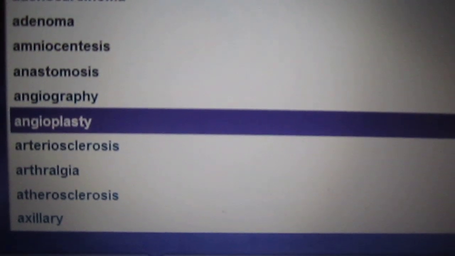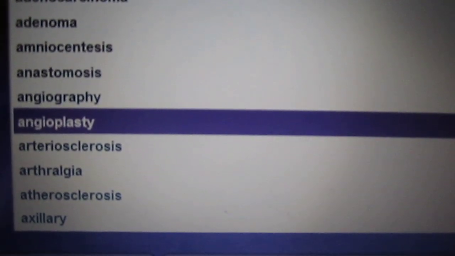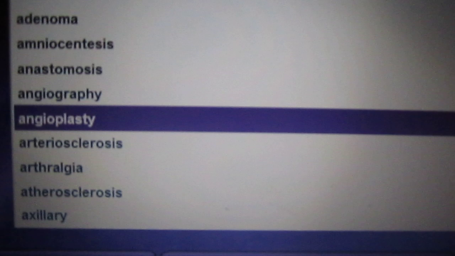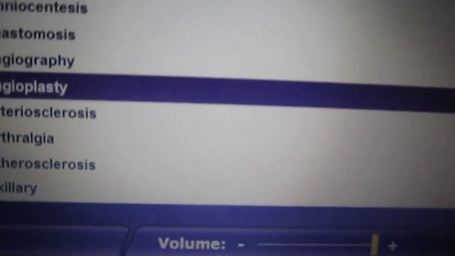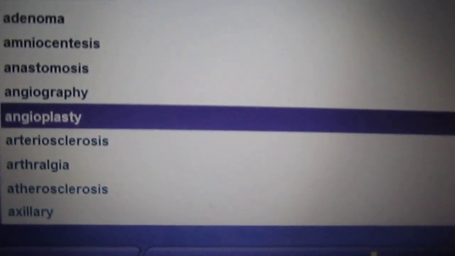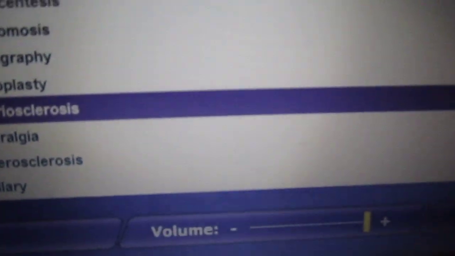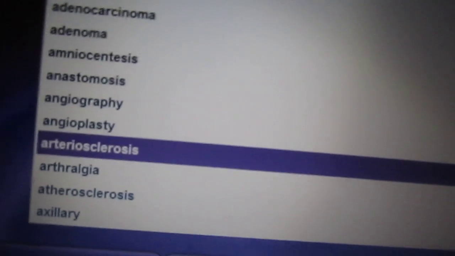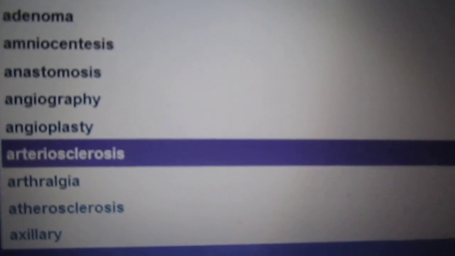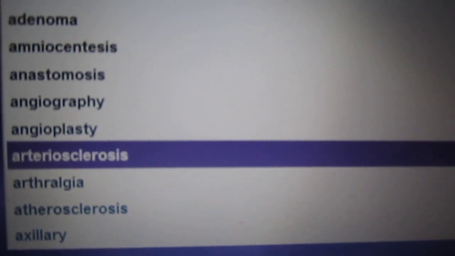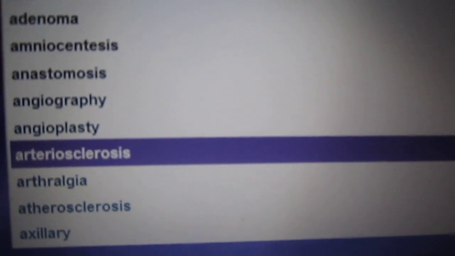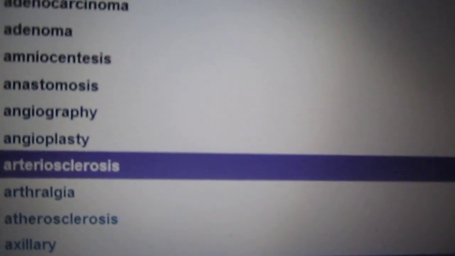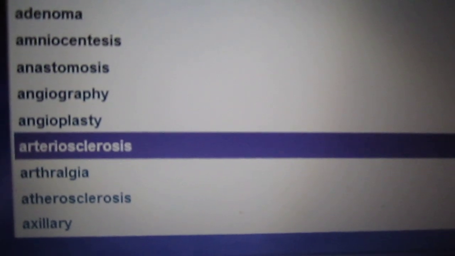For balloon angioplasty, a catheter equipped with a deflated balloon at the tip is inserted into a narrow or clogged artery. The balloon is inflated to clear the blockage and widen the artery. Arteriosclerosis. The suffix sclerosis, S-C-L-E-R-O-S-I-S, means hardening. Arterio is the combining form for artery. Arteriosclerosis, then, is hardening of an artery.